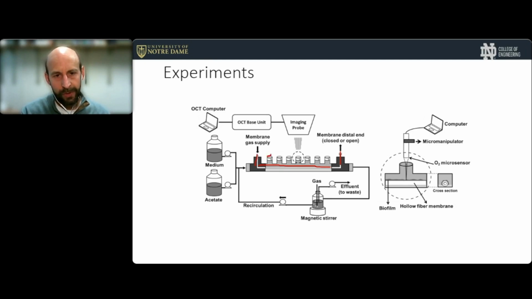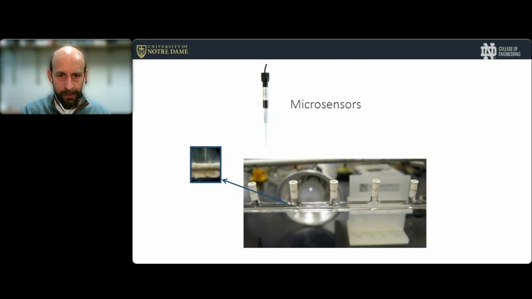If we look at this here, we can see that this port can be opened and we can insert a microsensor and measure gradients of oxygen or other species, ammonium, nitrite, nitrate, in the biofilm using a micromanipulator and a microsensor system. But we also can use OCT to image the biofilm in real time. So this is a system that we use for many of our experiments. And here's a picture. Here you can see the glass flow cell. Here are the ports where we can put in the microsensor. Here's the biofilm, for example. And actually, this is a microsensor that we're using to create profiles in the biofilm.